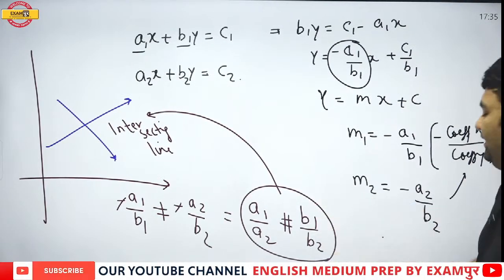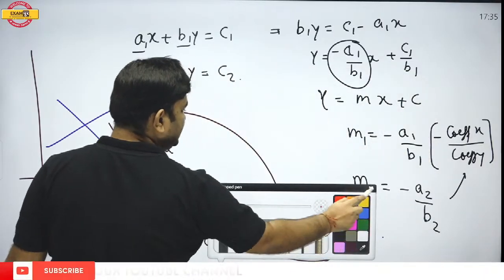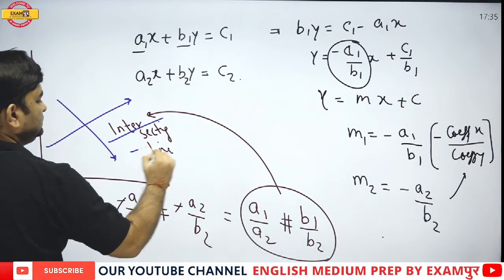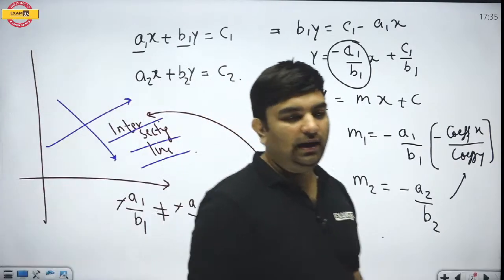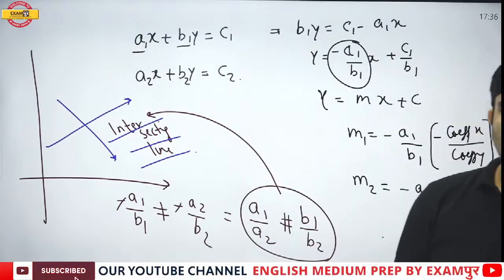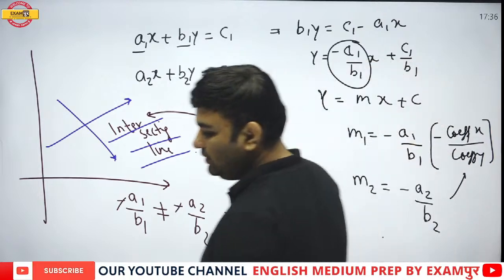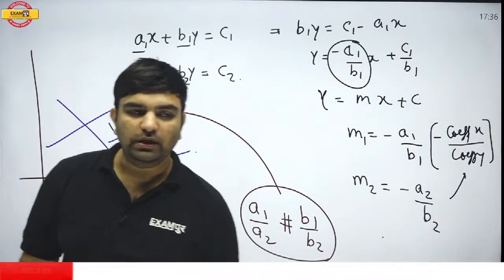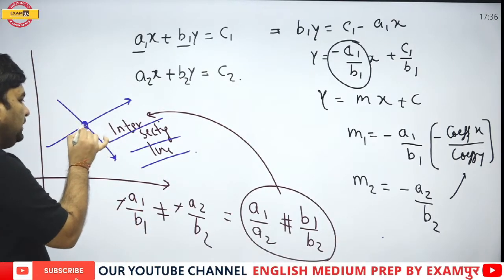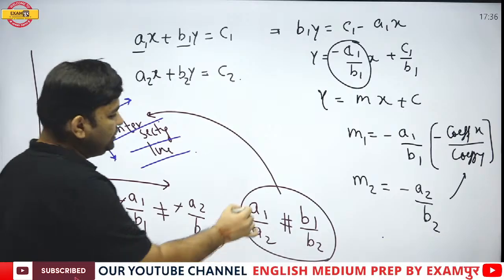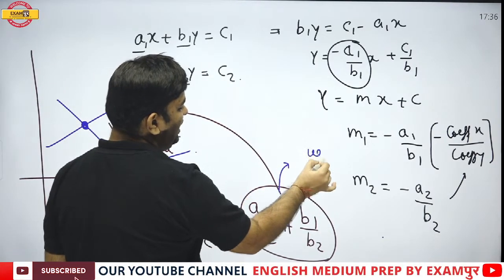And what about intersecting lines? Intersecting lines means unique solution, single solution. So this is the condition for a unique solution as well.